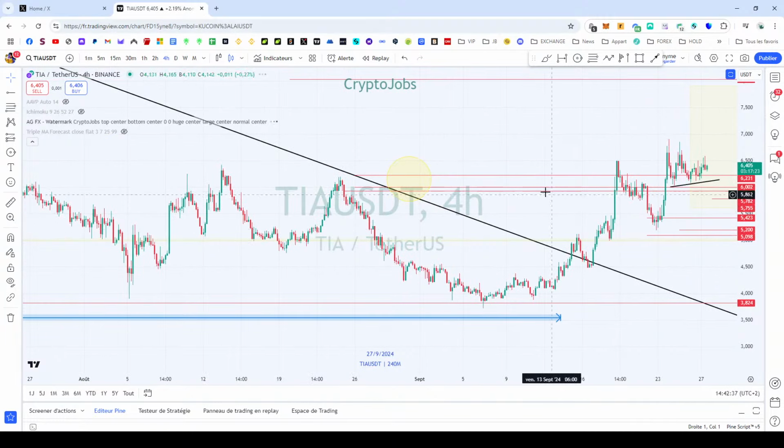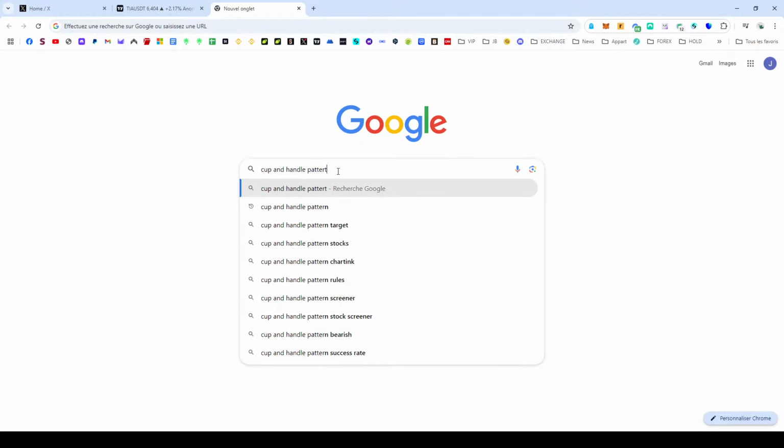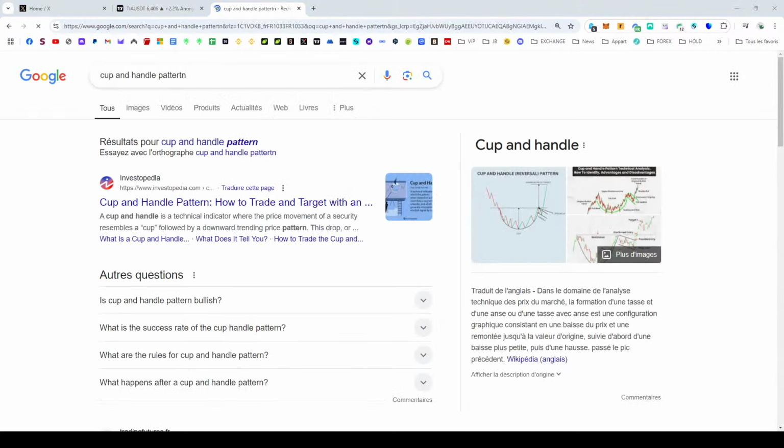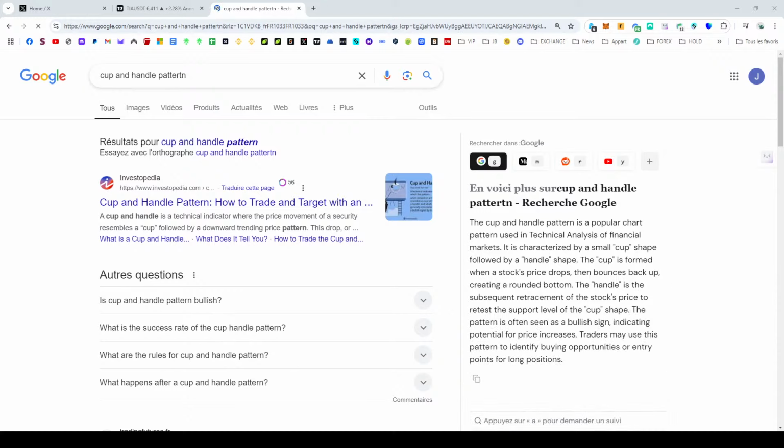I think it's even more visible on the H4. Let me just show you. Is it okay on Binance Square? You can see my chart also. I think it's good.